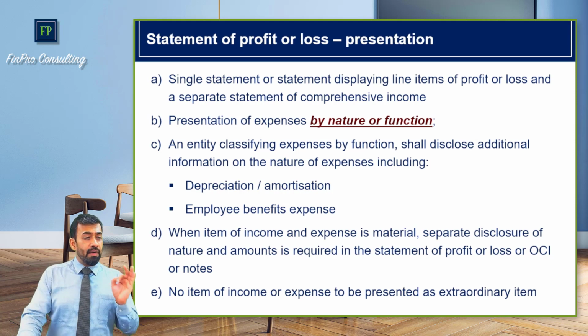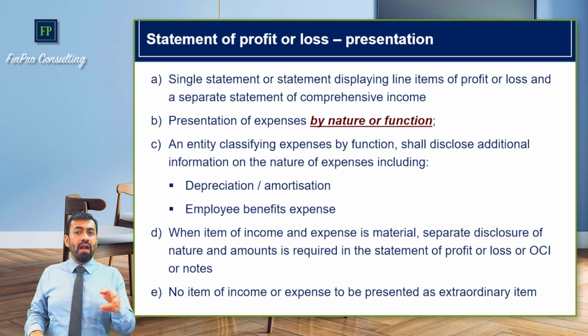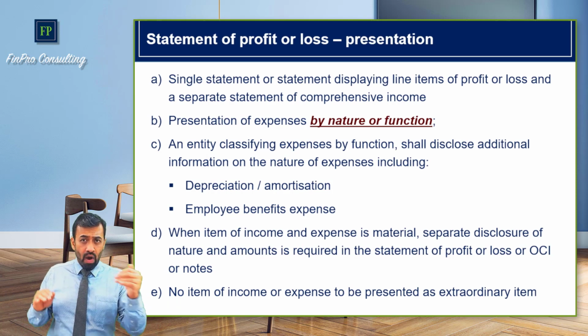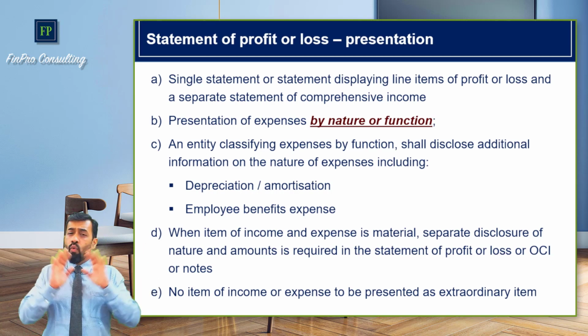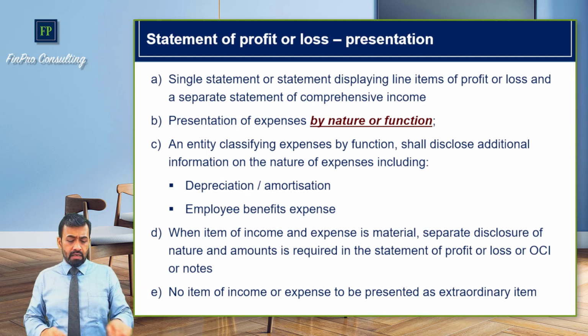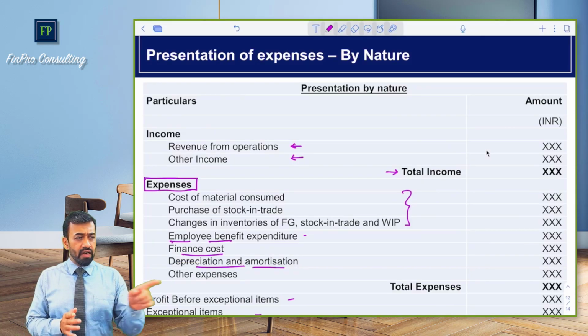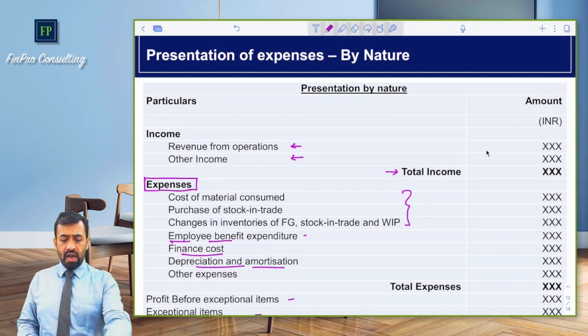No item of income and expenditure is to be presented as an extraordinary item. Now this is a GAAP difference. In Indian GAAP, there is a requirement of presenting extraordinary items. Under IFRS and Ind AS, these two standards, IAS 1 and Ind AS 1, do not allow entities to present extraordinary items. Now what is an extraordinary item? But then in the format earlier, we had seen exceptional items. Here we have seen exceptional items. This is there under Ind AS also and also under IAS, that is IFRS.